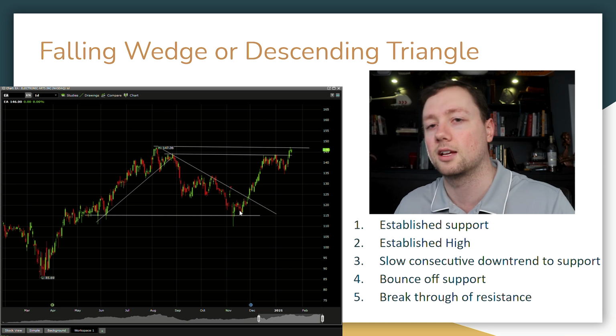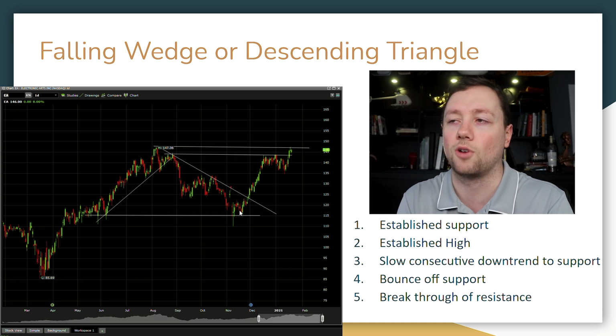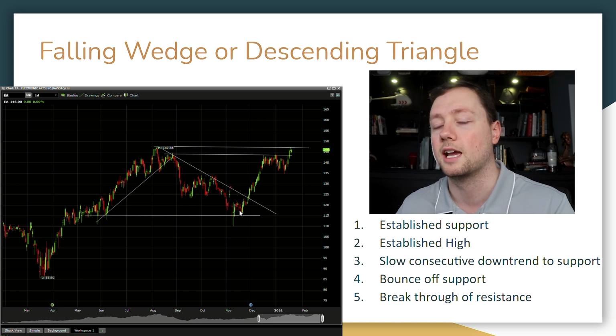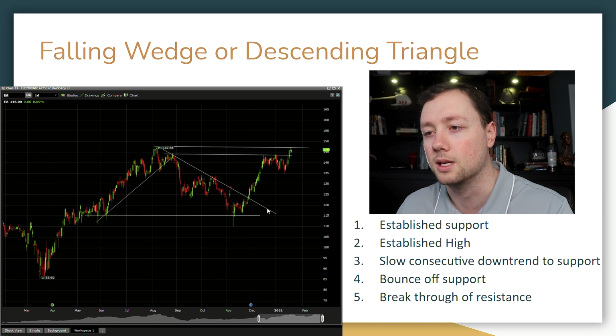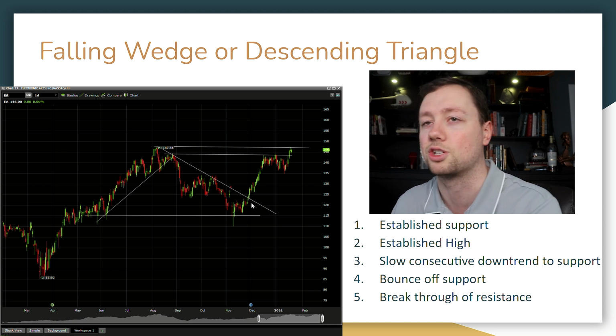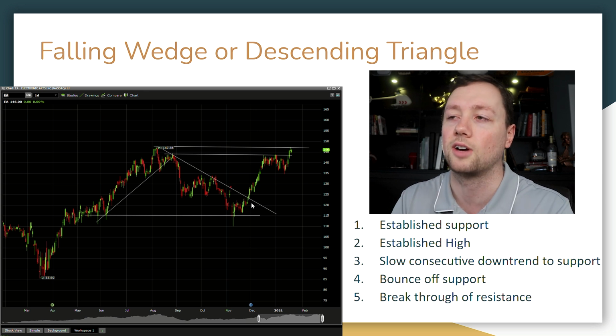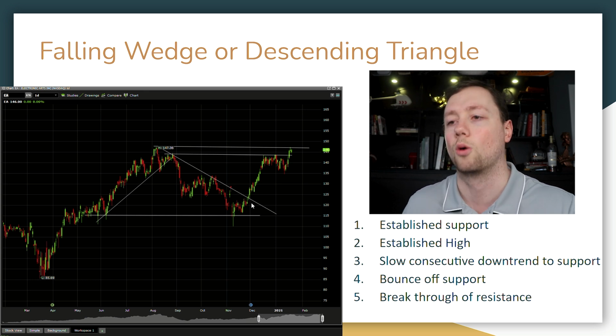And then the 5th thing that we need to confirm this falling wedge or descending triangle pattern is a breakout of the trend line. And so to draw this trend line right here, we are going from the high all the way and connecting the peaks. And as you can see here, right around this day, basically the last day in November here, we broke through this trend line, and that was the final confirmation that we needed in order to identify this trade as a descending triangle or a falling wedge.